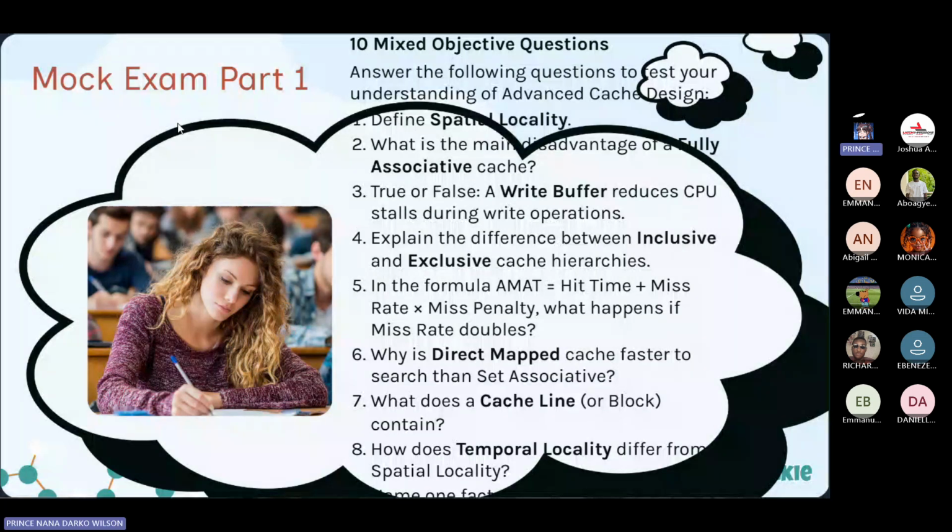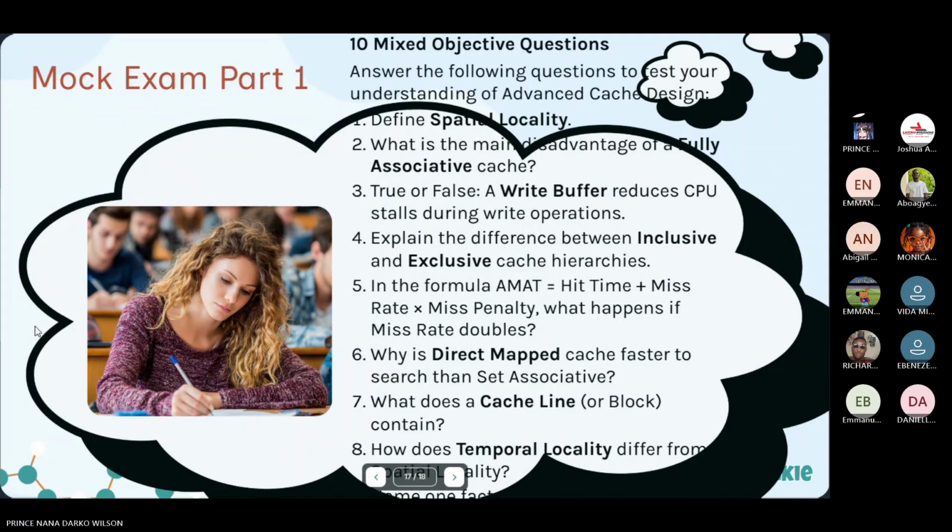We are recapping what we've learned. So share an answer, and if it is wrong we'll correct you, and you're going to write it in your exam. Let me call some of the big men. Mr. Prince, today I'm not seeing your show.